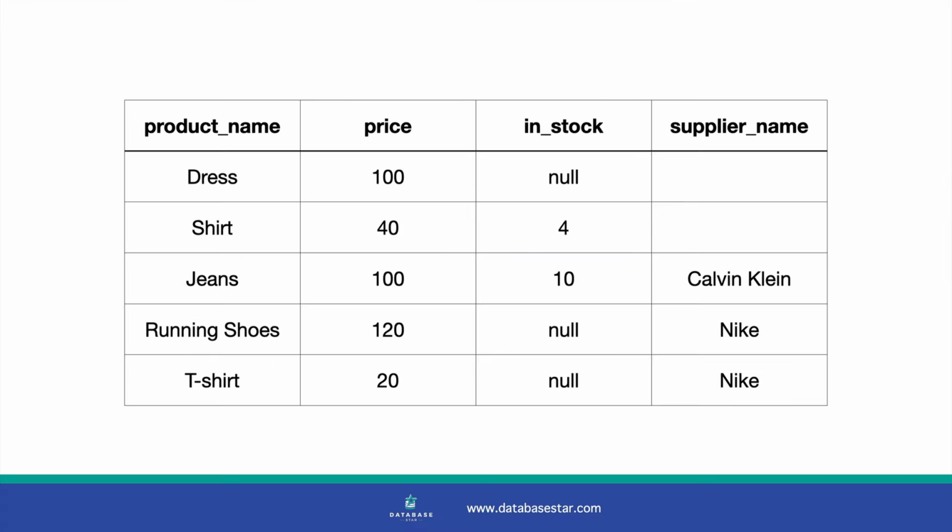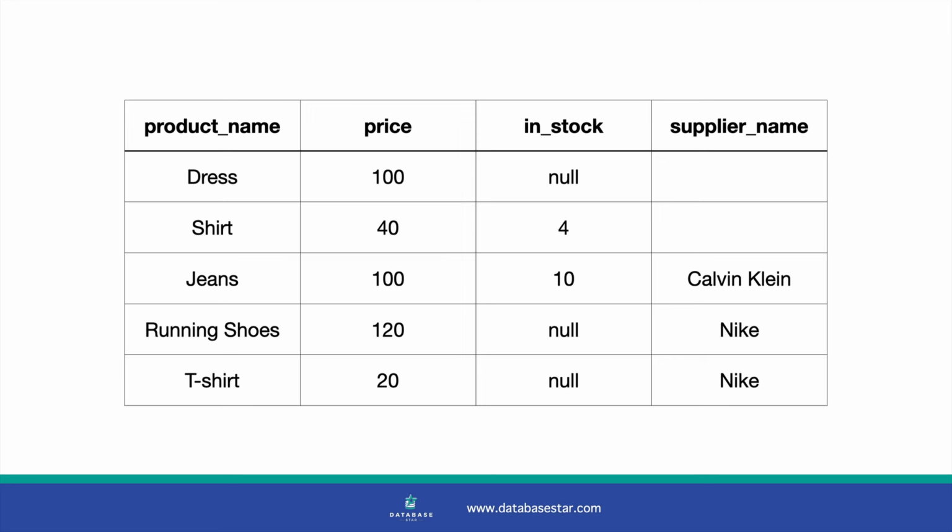Let's say that we want to capture the suppliers for each product, which are the companies that supply the product for our fictional company that we are making this database for. We could add a new column for the supplier. It could look like this. We have the supplier name column and put the name of the supplier here.